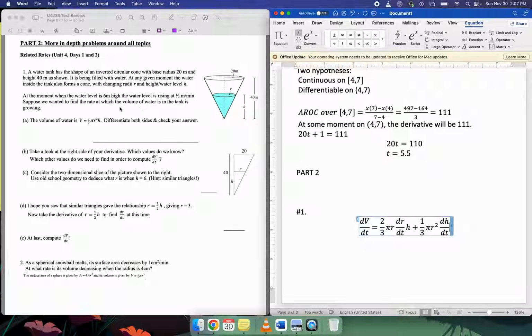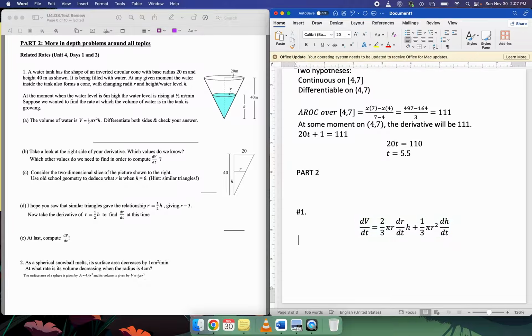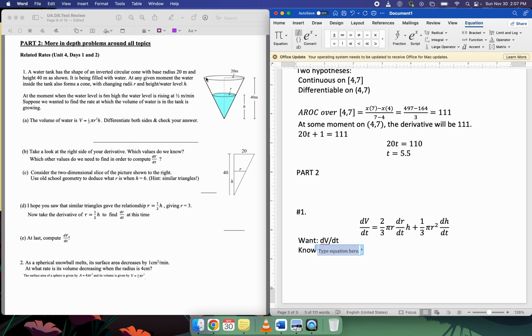We are being asked to find the rate at which the volume of water is changing, so we want dV/dt. What do we know? Not very much. Be careful, because this 20 that they're giving you is not the current value of r, and this 40 is not the current value of h, because r and h refer to the dimensions of the water. 20 and 40 are the dimensions of the cone container.